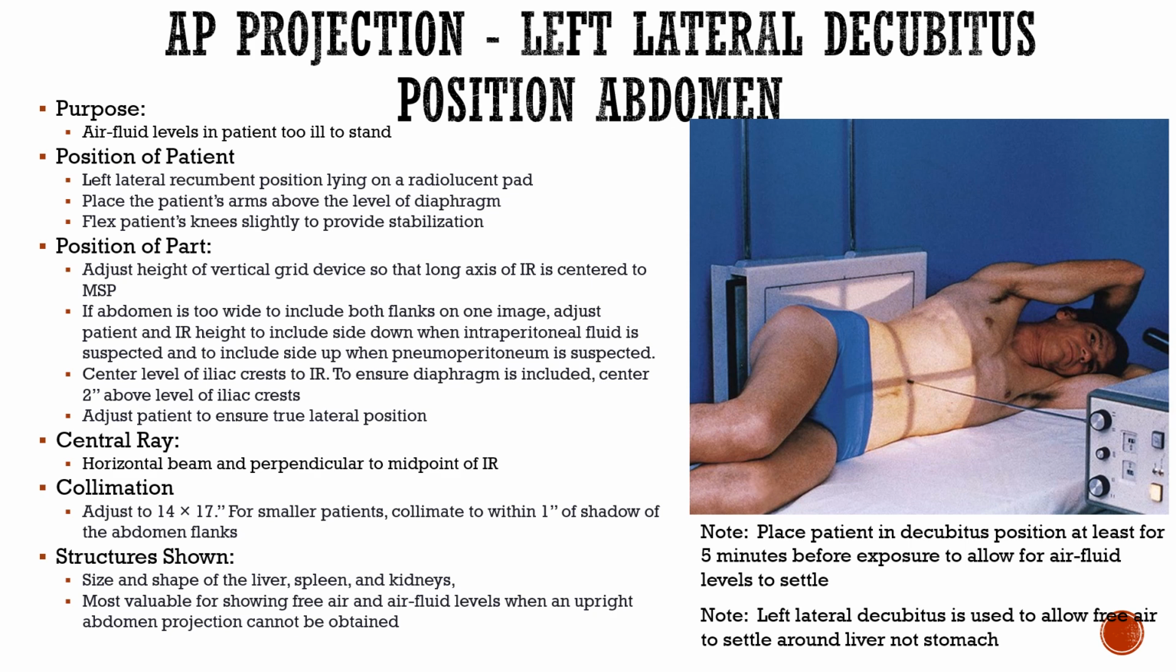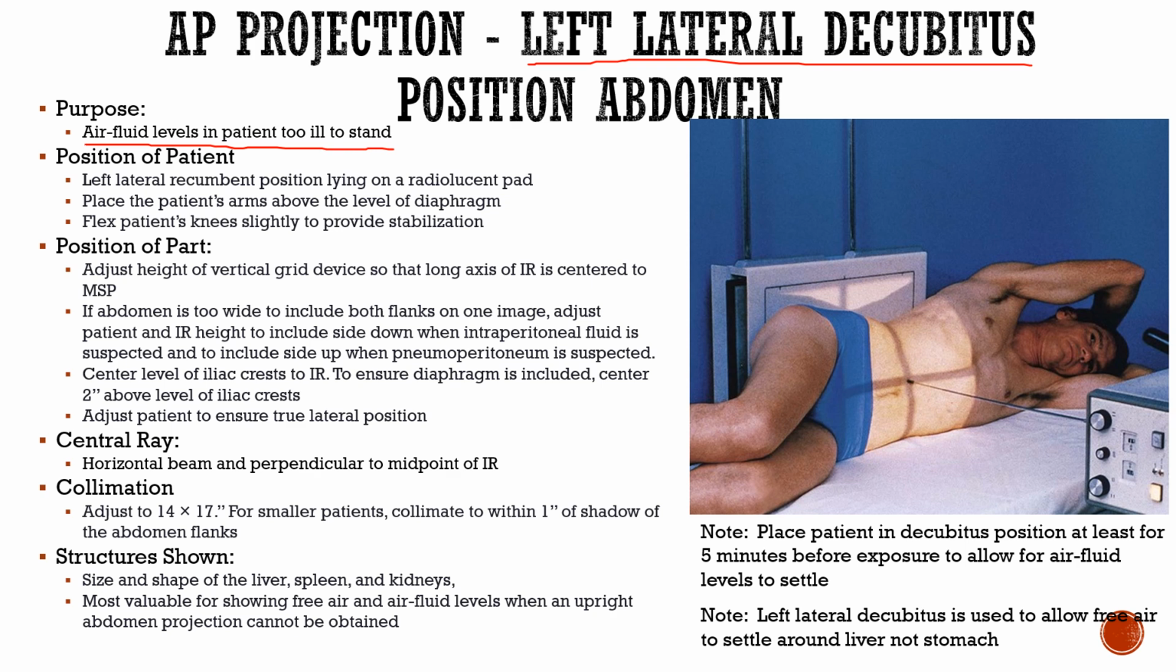So another option we have if a patient is unable to sit upright or stand upright is to do a left lateral decubitus, which is an AP or PA projection. In this case we're showing an AP projection. This is for air fluid levels in a patient who's too ill to stand. So it's going to show air fluid levels, as I said a couple times. We're doing a left lateral recumbent. We're going to make sure the patient's lying on their left side. The right side is up. We prefer this because we want the free air to settle around the liver and not the stomach.